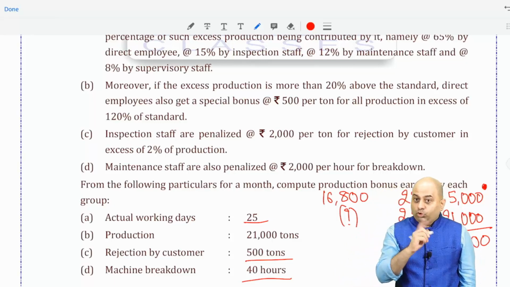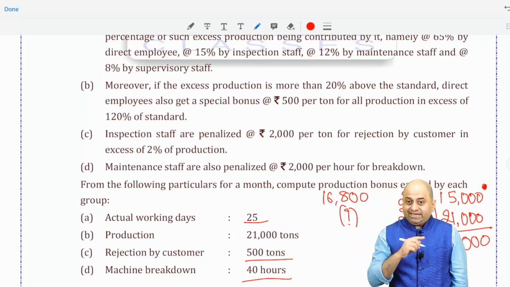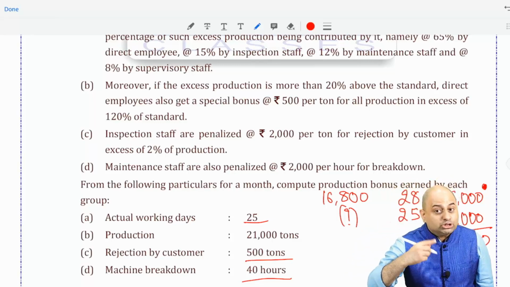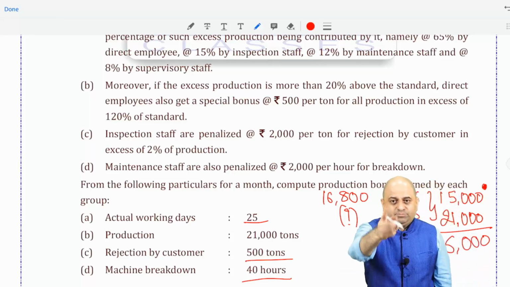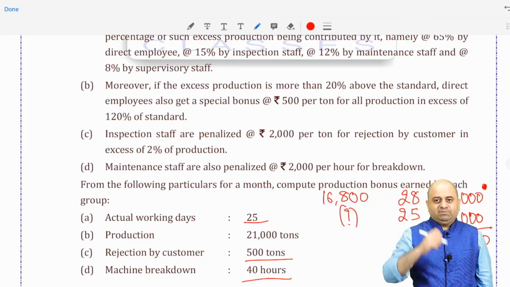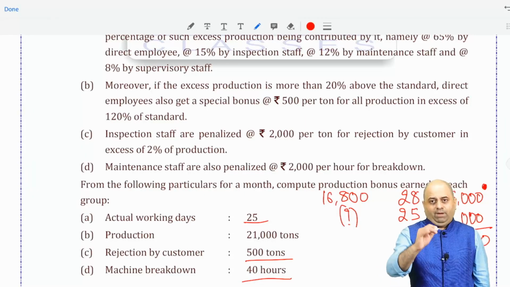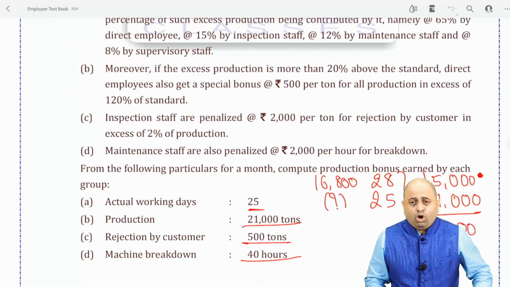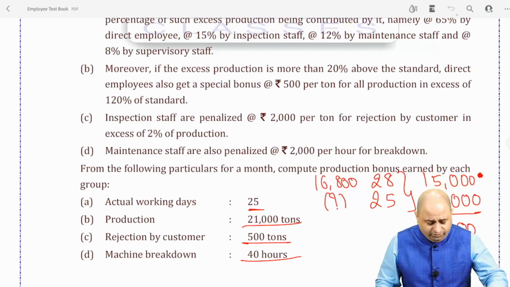Interestingly, this is a question of group bonus, but it can also come under customized payment system. That's why it specifically appears over here in this book. With that, I finish question number 11. Please remember these points. Important question in my opinion. Now, guys, we move on to question number 12.